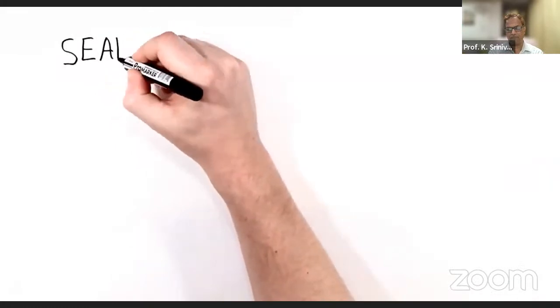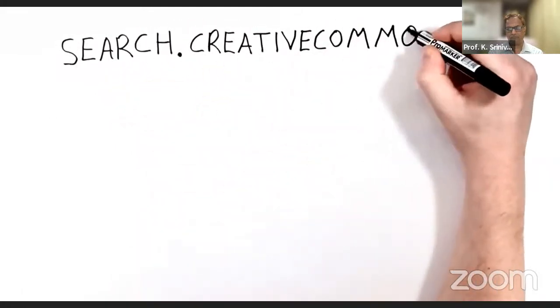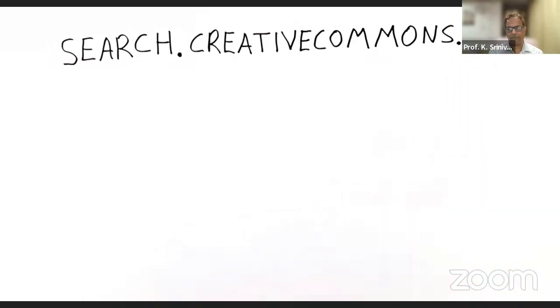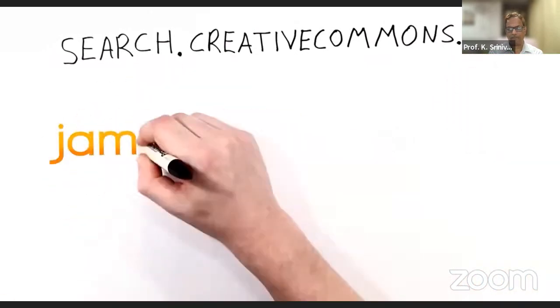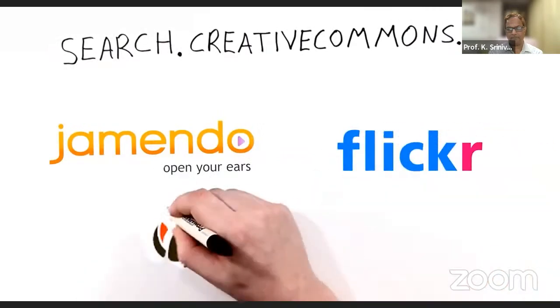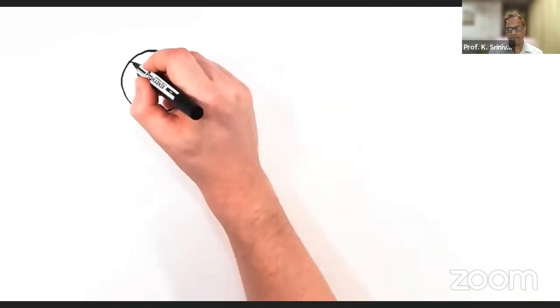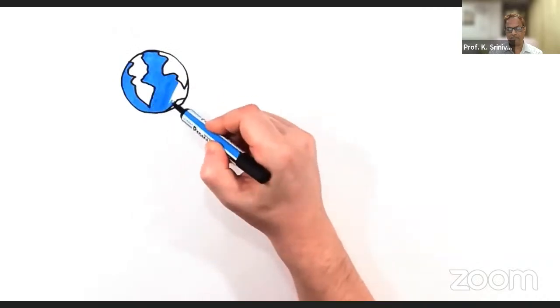There are some good ways to find other people's Creative Commons licensed work online. You can use a search filter by going to the Creative Commons website. Or why not try the Jamendo website for music, Flickr for images, or Digital NZ for New Zealand content. Using Creative Commons licenses could help your creations reach more people.